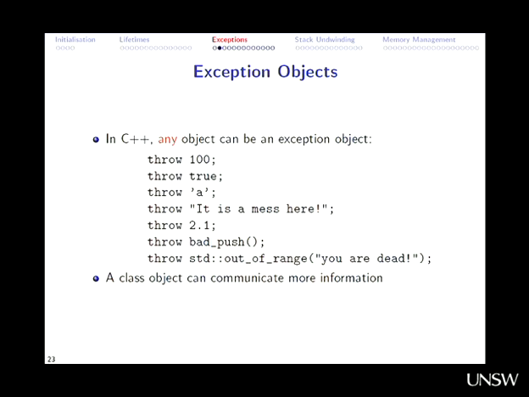Generally, you should throw a class object because you can communicate more information. The reason why you can communicate more information is the class object can contain state. Okay? So again, C++ lets you do many crazy and weird and wonderful things. Okay? You should be sensible about what you're doing. So you should be throwing a class object.